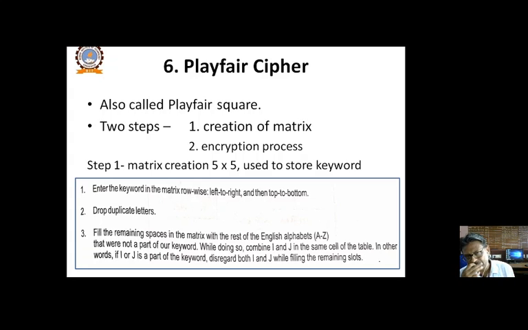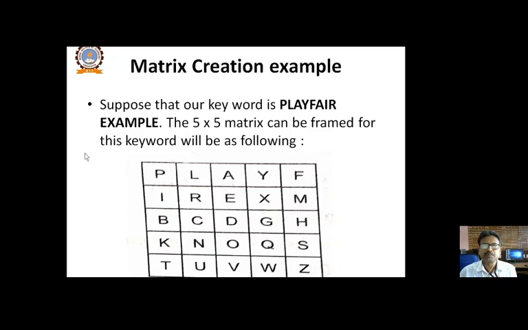So first of all, what do we do? Whatever the keyword is, we start with the first letter of the keyword and write it into the matrix from left to right, from top to bottom. Whenever the keyword is exhausted, then from the beginning, A to Z, we fill the rest of the blocks of the matrix. And how is it done? Let us see. Suppose that our keyword is Playfair example. Then the 5 by 5 matrix can be framed from this keyword as follows.